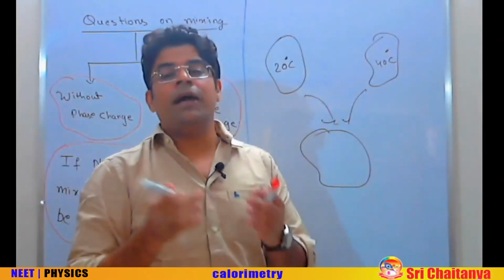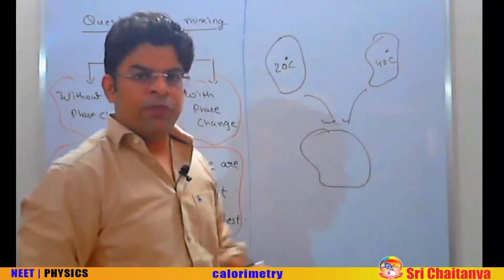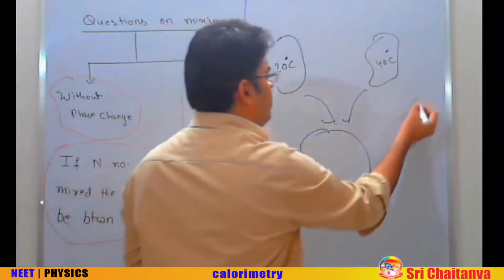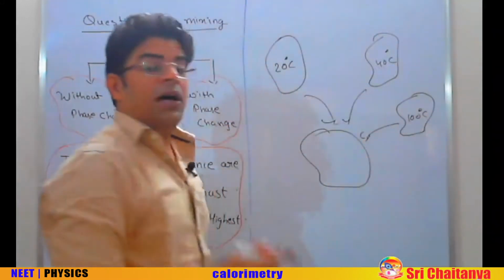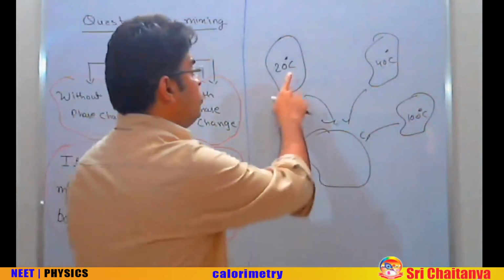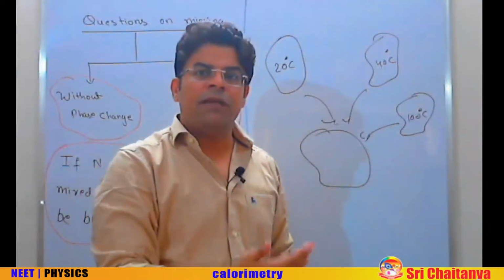Arey bhai sahab, the final temperature must lie between 20 and 40. If rather than mixing these two, we mix one more thing, something at 100 degrees centigrade, then I can say the final temperature must lie between 20 and 100. The answer can't be more than 100, the answer can't be less than 20.